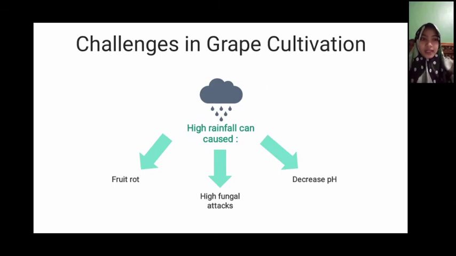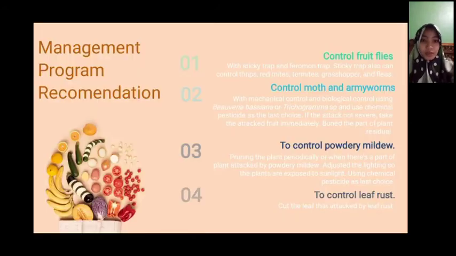Next, challenge in grape cultivation. High rainfall can cause fruit rot, high fungal attack, and decreased pH. Next, management program recommendation. Program 1, control fruit flies with sticky trap and pheromone trap. Sticky trap can also control thrips, red mites, termites, grasshopper, and flies.